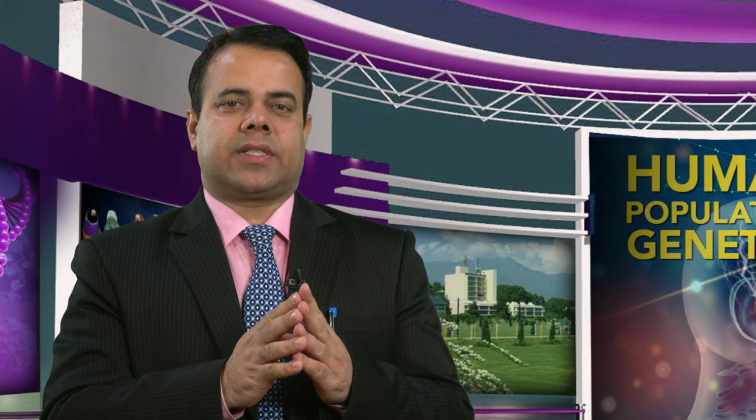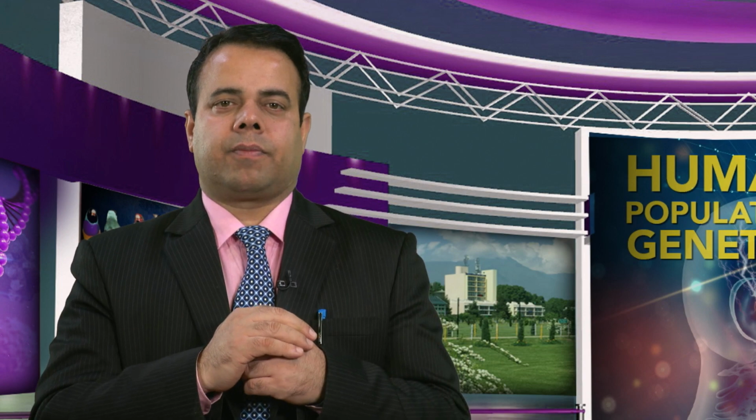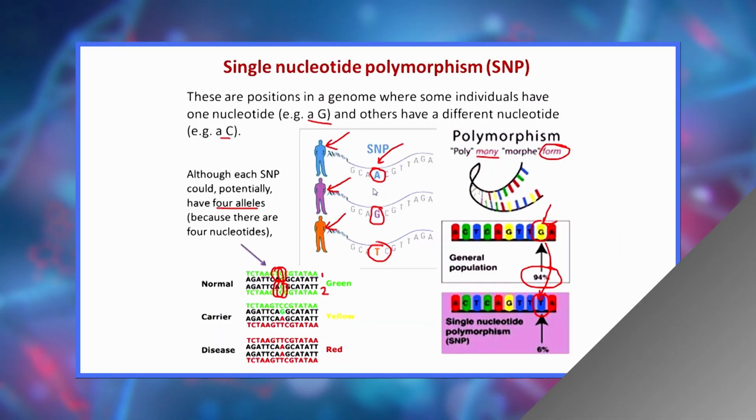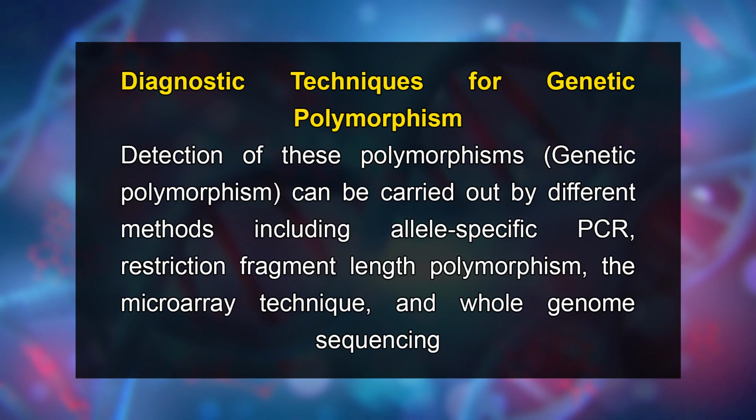Changes in DNA sequence that have been confirmed to be caused by external agents are also generally called mutations rather than polymorphisms. SNPs are the most common type of genetic variation in humans. Understanding the functions of SNPs can greatly help us understand the genetics of human phenotype variation, especially the genetic basis of complex human diseases. Detection of these polymorphisms can be carried out by different methods, including allele-specific PCR, restriction fragment length polymorphism, the microarray technique, and whole genome sequencing.